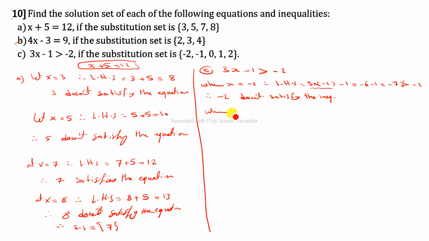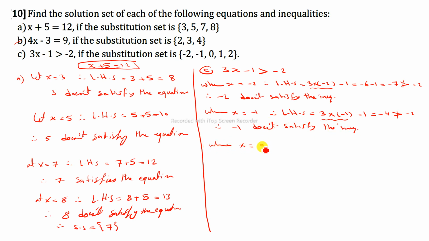When x is equal to negative 1, therefore left hand side of the inequality 3 times negative 1 minus 1. 3 times negative 1 negative 3, minus 1 negative 4. Is negative 4 greater than negative 2؟ طبعا ايه؟ لا. Is not greater than negative 2. Therefore negative 1 doesn't satisfy the inequality. x is equal to 0.